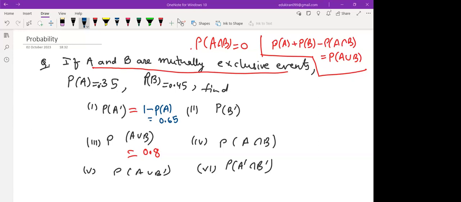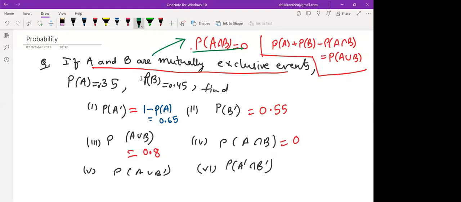No, I don't think so. I'll come to this. First, P of B complement, you said we got 0.55. What is P of A intersection B? It is 0. We wrote this above. They are mutually exclusive, so their intersection is 0.